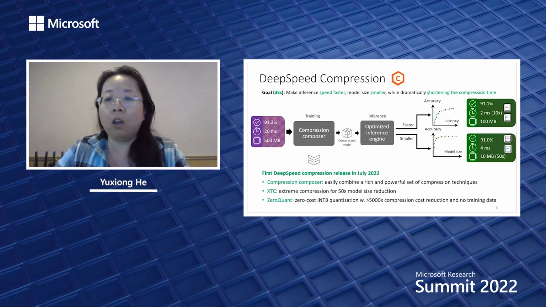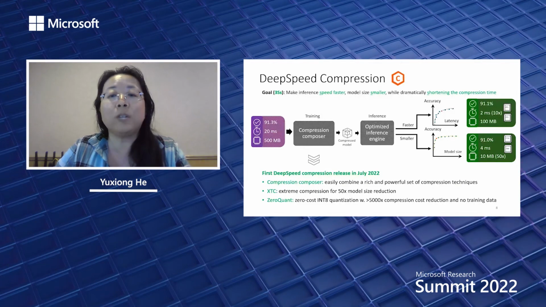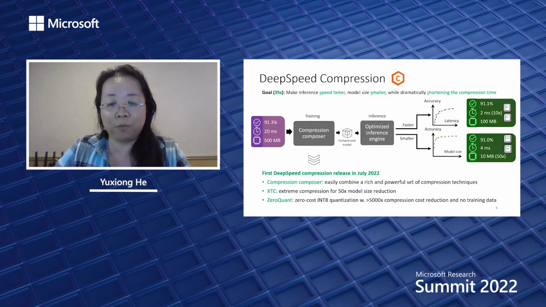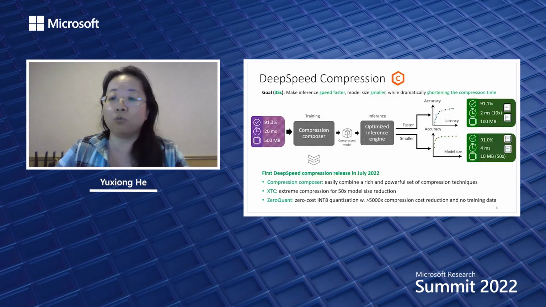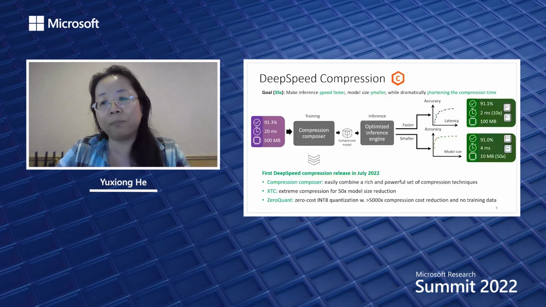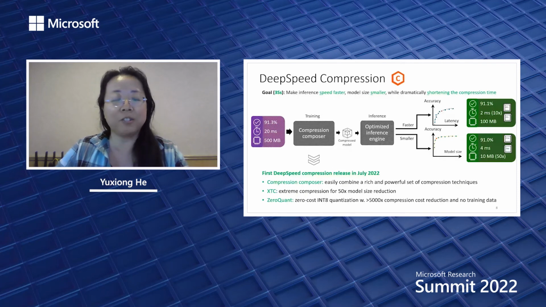As the first step, we focus on developing the compression composer, and we release its first version this July. Our compression composer supports a rich and powerful set of compression techniques such as quantization, sparsity, low-rank decomposition, and distillation. It allows our users to easily combine them for the best compression outcome. Beyond software capability, we also introduce new compression schemes.